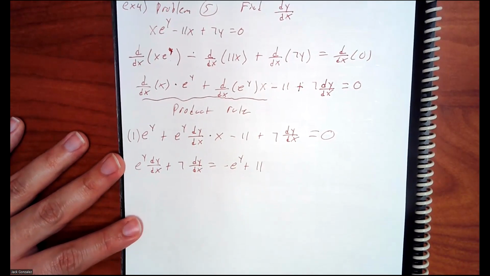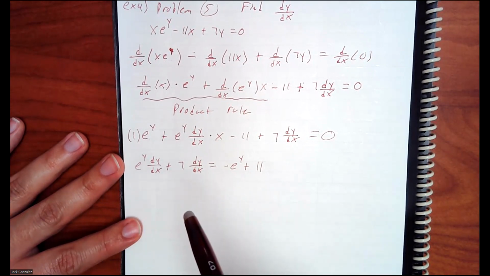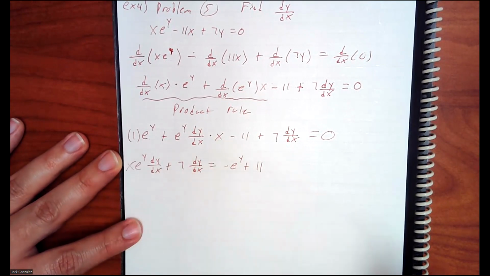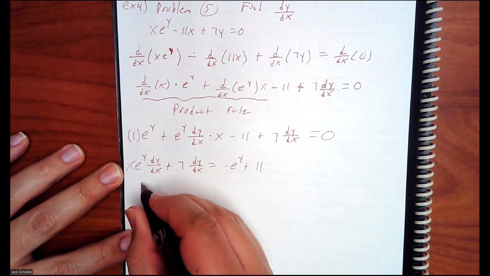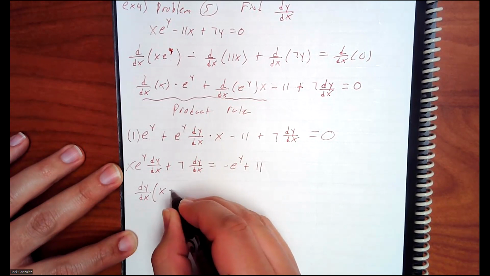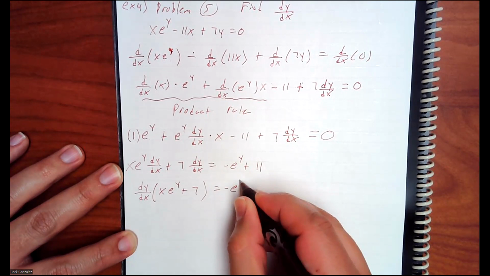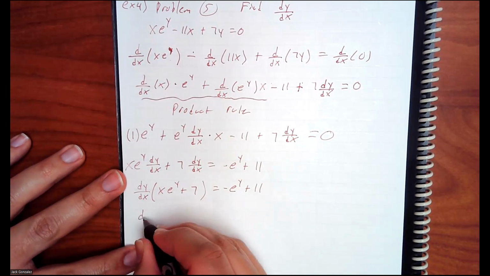By x, right? What's that? Oh, the x, right? There should be an x on this one. Put it in the front. Okay, so factor dy/dx. We'll be left with x e^y plus 7. Divide this garbage out and we are done.